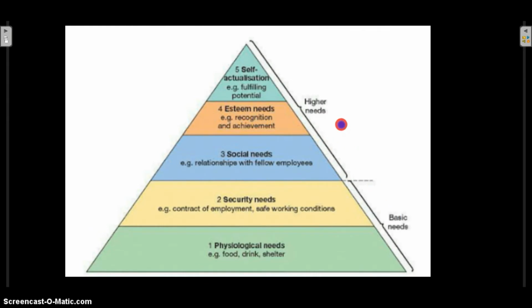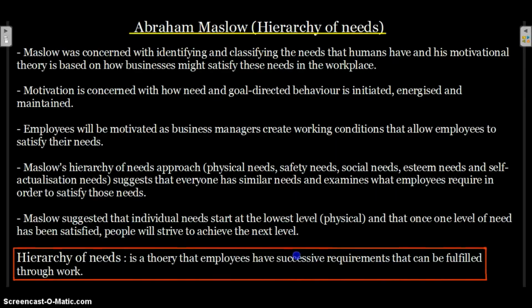This contradicts Taylor's theory, who said that employees are basically just money motivated. Money is just in the physiological needs; it's just the basic level of need. So increasing payment or using a piece rate system won't be motivating for most employees, according to Maslow. He said that motivation is concerned with how need and goal directed behavior is initiated, energized, and maintained. When you have some need, how will you react to it and how will you maintain that? He believed that was the case.